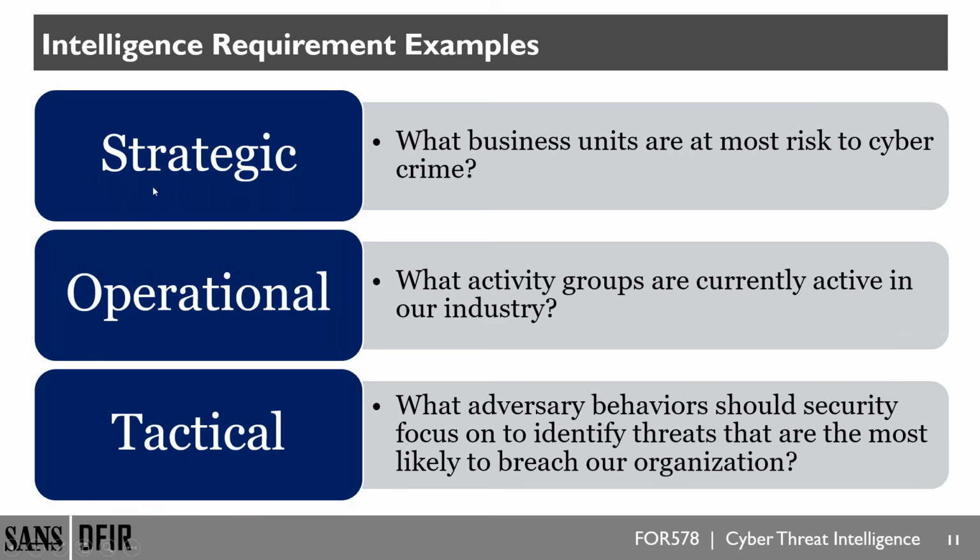Here are a couple of examples of intel requirements to help you get your mind around what they are, what they mean. Strategic level, maybe that executive, that decision maker: what business units are at most risk to cybercrime? That could help them inform, hey, where do we need to maybe have more resources? At the operational level, that's often where people track groups or clusters of activity. Well, what activity groups or threat groups or campaigns are currently active in our industry? Because then we can help prioritize resources against those.